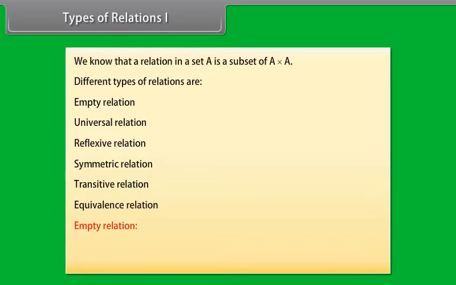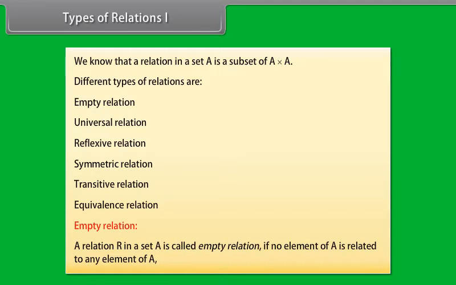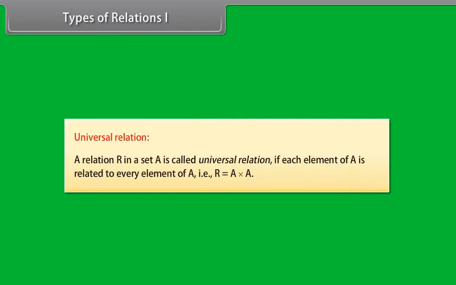Empty relation. A relation R in a set A is called empty relation if no element of A is related to any element of A. That is, relation R is equal to the null set, which is a subset of A cross A. Universal relation. A relation R in a set A is called universal relation if each element of A is related to every element of A, that is, R is equal to A cross A.